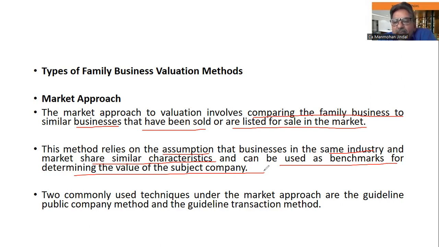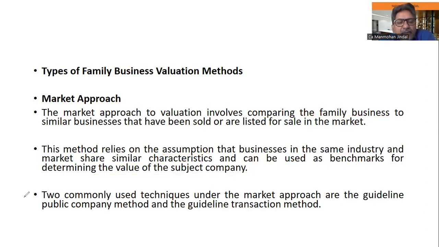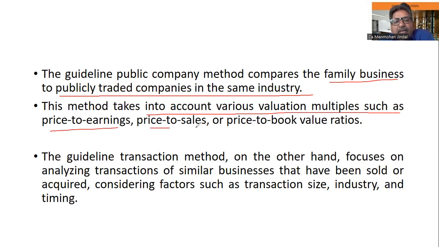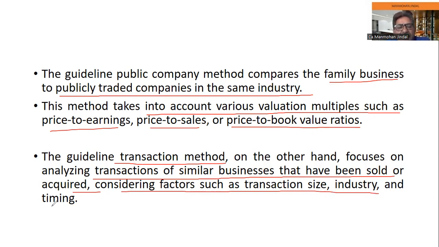So two commonly used techniques under the market approach are the guideline public company method and the guideline transaction method. So there are two approaches, that is guideline public company method and guideline transaction method. The guideline public company method compares the family business to a public trading company in the same industry. This method takes into account various valuation multiples such as price to earning, price to sales, price to book valuations. So we can take one parameter or another parameter to compare the two companies. On the other hand, the guideline transaction method focuses on analyzing transactions of similar businesses that have been sold or acquired, considering factors such as transaction size, industry, and the timing.